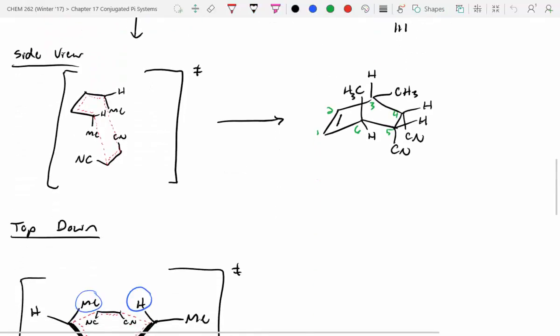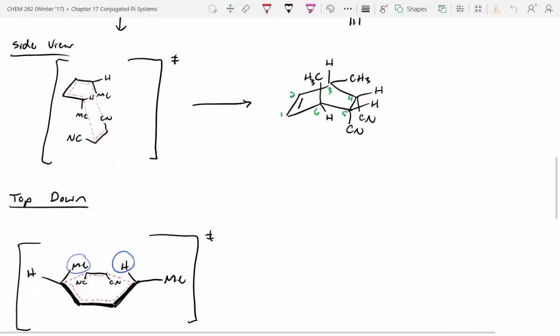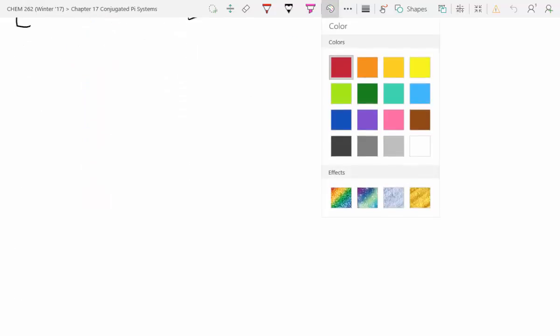And I really recommend trying to get good at drawing either the side view or the top-down view so that you can kind of see how each of the substituents is lining up with one another. But let's do another problem today. And I'll give you guys a minute to think about this. So let's practice this one. This might help you with Sapling too.